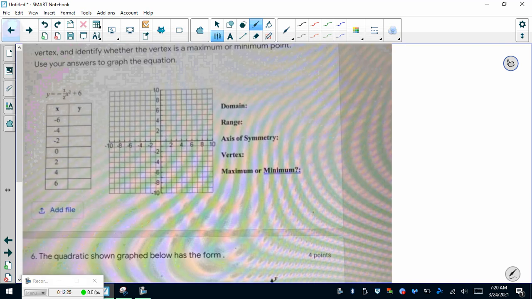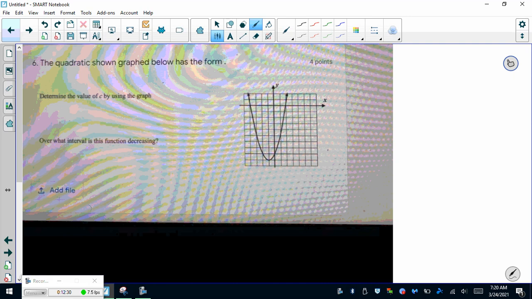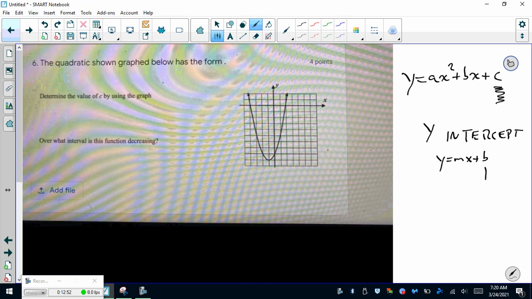All right, and we're on that time. All right, so the other question: determine the value of c by using the graph. Now remember, your function form for quadratics is ax squared plus bx plus c. Your c value is always going to be your y-intercept. That was the same back in the day with y equals mx plus b. The number at the end was your y-intercept. Still the same thing here. Whatever constant you have at the end is going to be your y-intercept, okay?